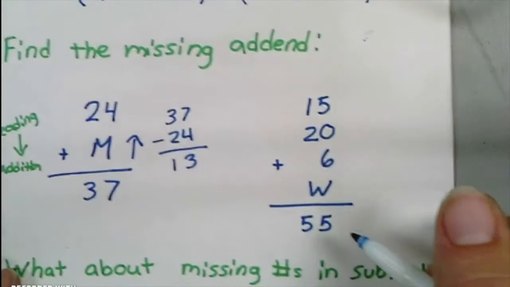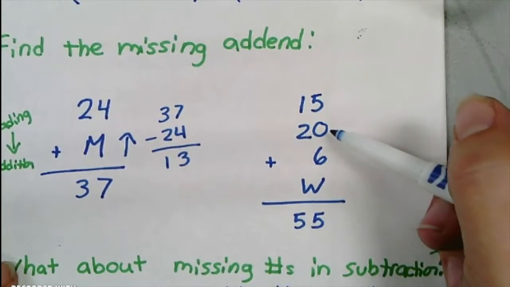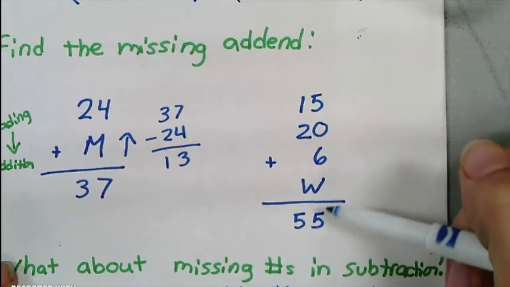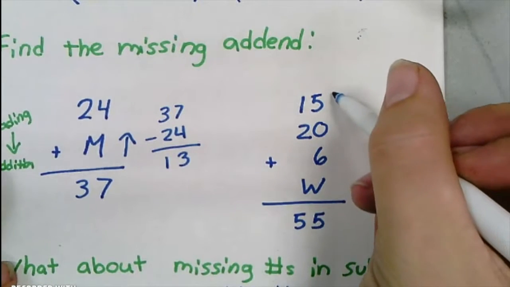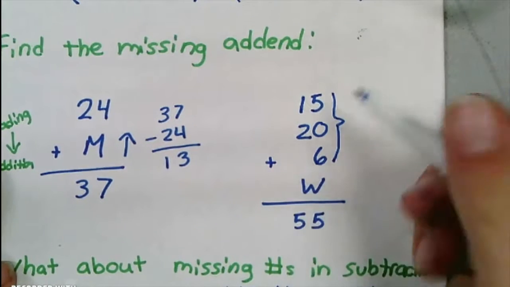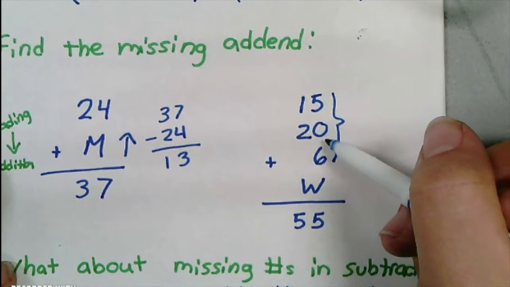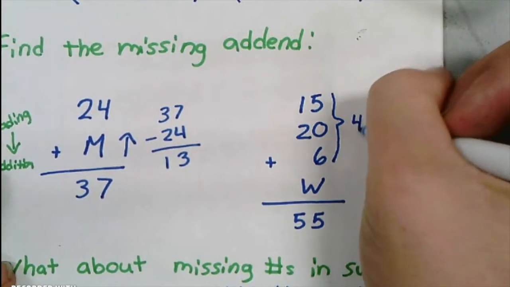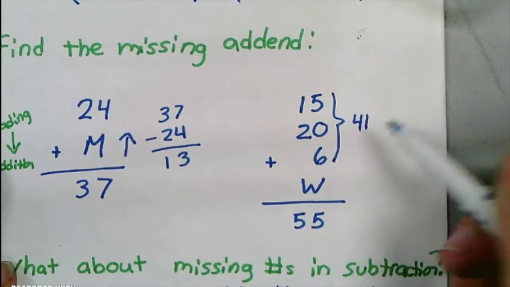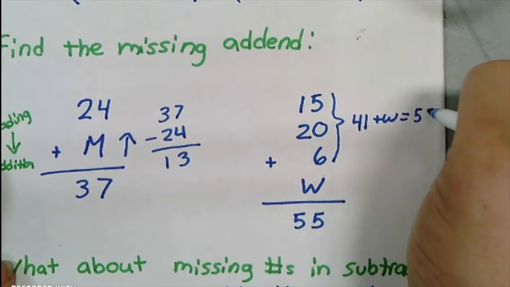All right, let's look at another example. So what if we have 3 addends that we're adding up? Oh my, this one has 4 addends. 15 plus 20 plus 6 plus w equals 55. Well, to figure out what the missing one is, the first thing I'm going to do is add up all the ones that I know. So 15 and 20 is 35, and 35 plus 6 is 41. So I know that 41 plus w equals 55.